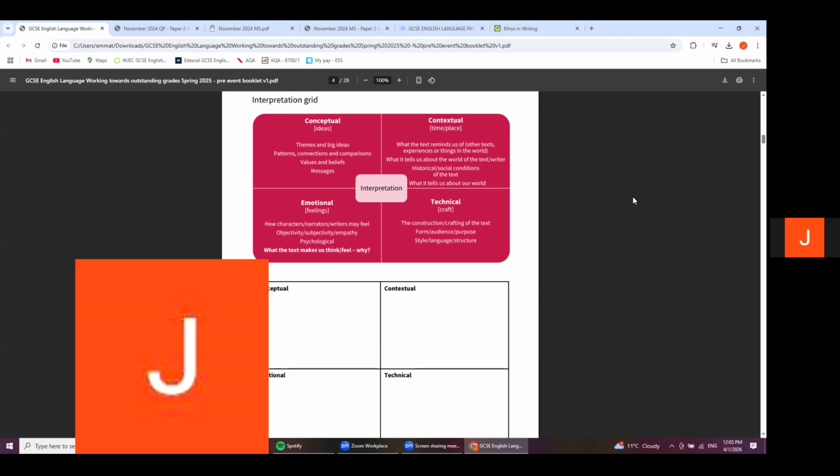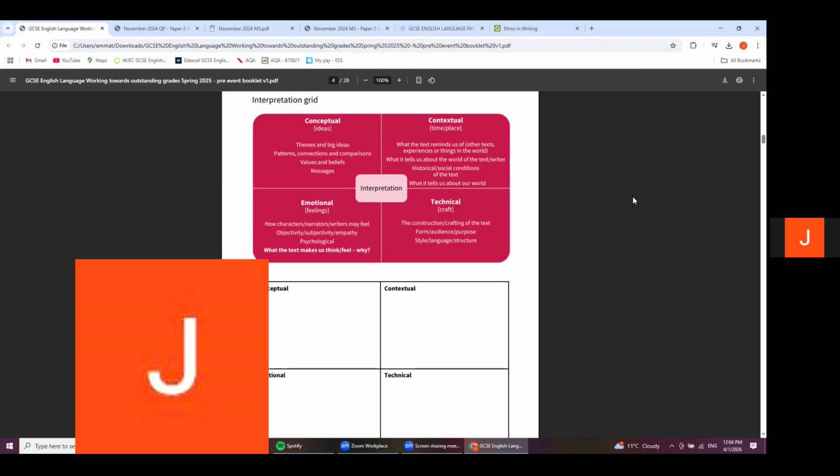It might be worthwhile now to get a screen grab or take a picture on your phone of what's on the screen. This interpretation grid has been really invaluable in developing students at all levels with their analytical skills.